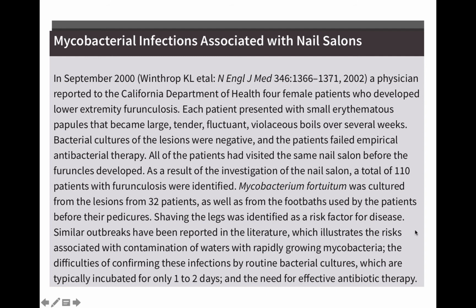Similar outbreaks have been reported in the literature, which illustrates the risk associated with water contamination with the rapidly growing Mycobacterium, the difficulties in confirming these infections by routine bacterial culture, and the need for effective antibiotic therapy.